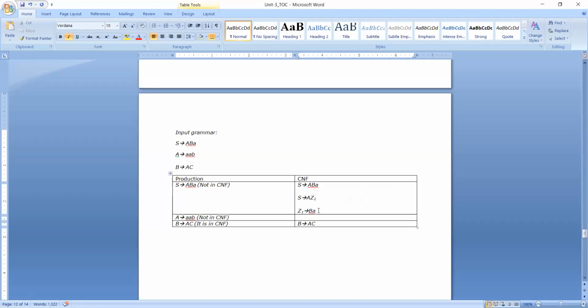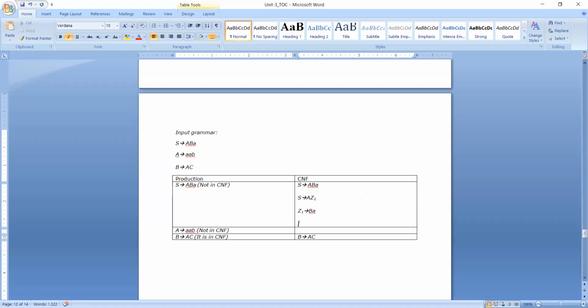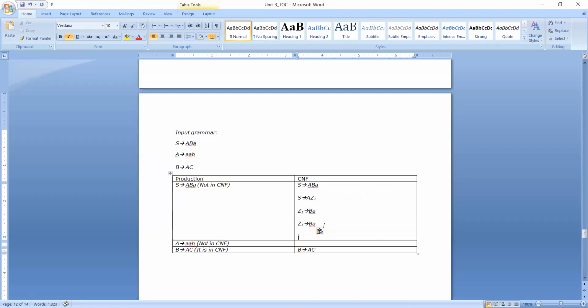Now what I am doing here is I am going to introduce a new variable. So please observe what I am doing. I am going to call it XA. Now what will the XA production be? XA derives to small a.